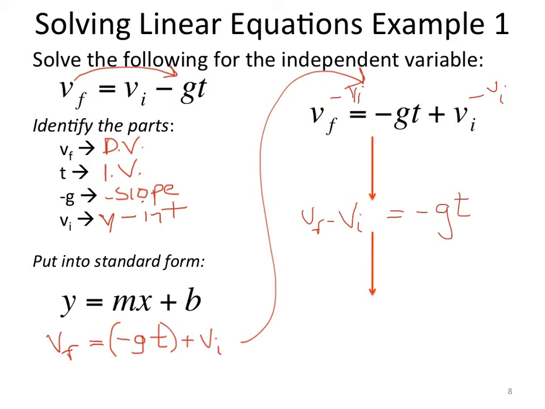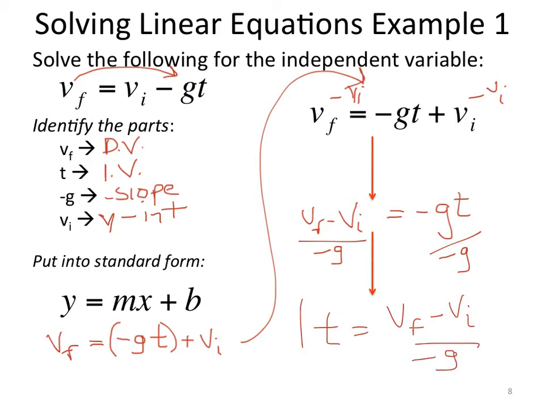Okay, now we have this, we need to get the t by itself. We have this negative g out in front of it. It's being multiplied currently, so we want to divide to undo it. So it's divide by negative g, which means, of course, we're going to need to divide by negative g over here. And so our final expression for solving for the independent variable, which I told you is t, is going to be t equals v final minus v initial over negative g.